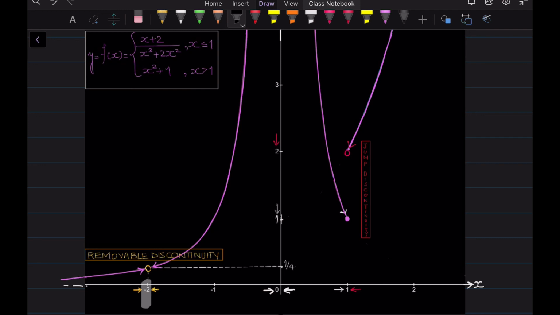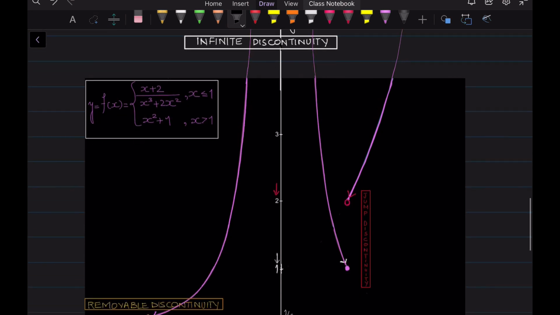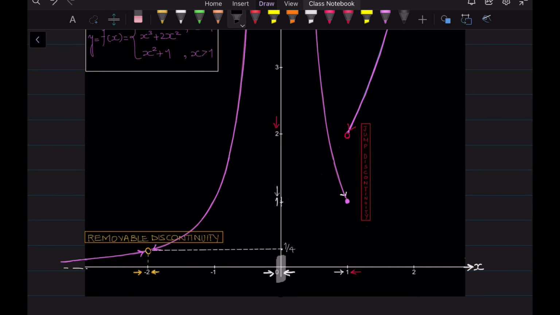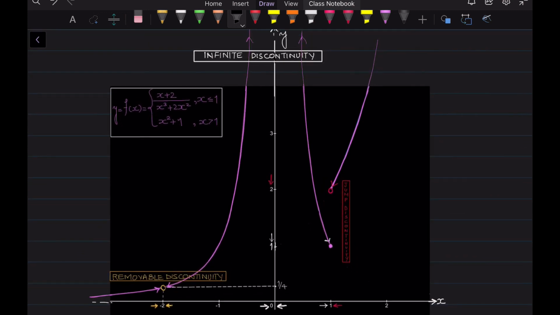Again, at x is equal to -2, we see that this function is not defined. But as x approaches -2, the limit of this function exists. So this is a removable discontinuity. Now let's come to x is equal to 0. We see that as x approaches 0, the graph of this function does not approach a point. Rather, it approaches infinity. So we say that at x is equal to 0, this function has an infinite discontinuity. So this is how we detect the discontinuities of a function and its type algebraically as well as graphically.